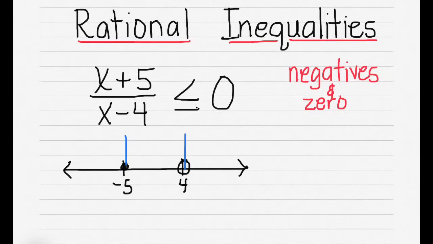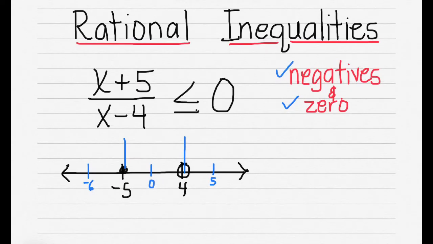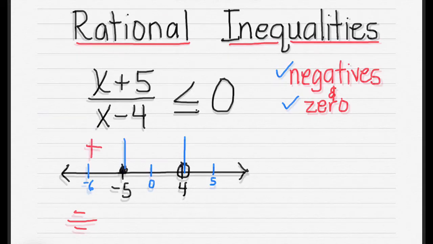So I divided my number line into 3 sections, and I'm going to pick a point in each section and determine if it gives me a positive result or a negative result. So in this first section, I picked the number negative 6. If I plug that into my formula, negative 6 plus 5 gives me a negative number in the numerator. Negative 6 minus 4 gives me another negative in the denominator. And a negative divided by a negative gives me a positive.